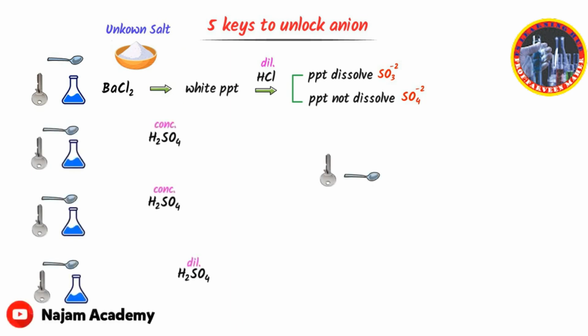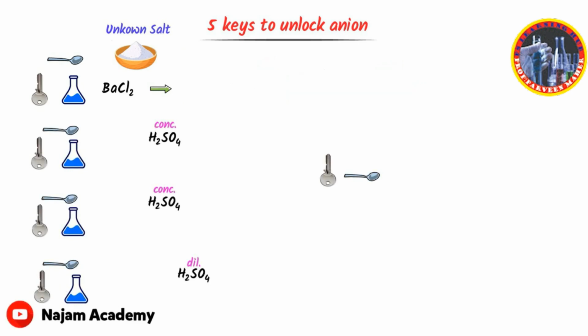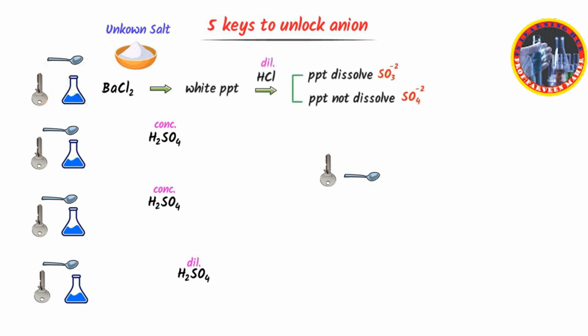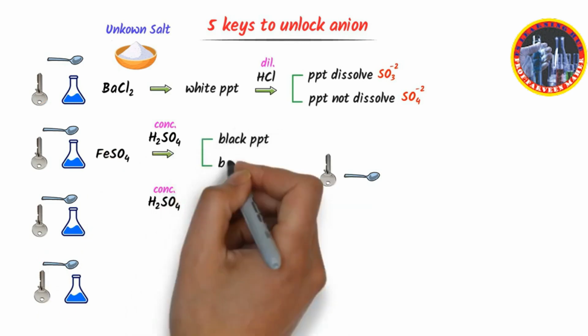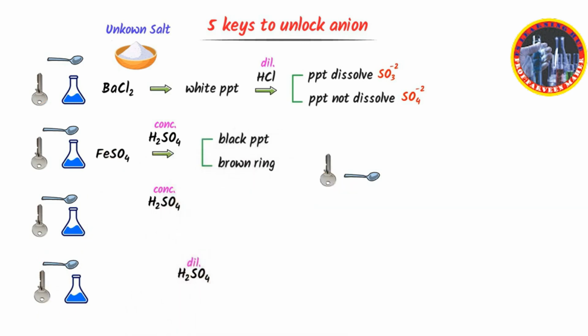But wait a minute. What if we do not get white precipitate? It means that the first key cannot open the lock. So we will use the second key. In the second key, we add iron sulfide and concentrated sulfuric acid. We will get two possible answers, black precipitate or brown ring. The black precipitate represents nitrite ion and the brown ring represents nitrate ion. Thus using the second key, we can identify nitrite ion and nitrate ion.